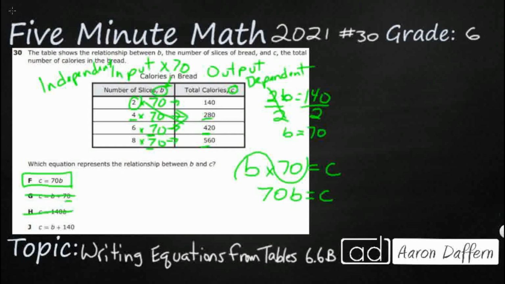And then J is not going to work because it's addition. We're not going to add anything. And even if you did, B plus 140, 140 plus 2 on this first one's going to get you 142. Wrong number. So our answer is F.